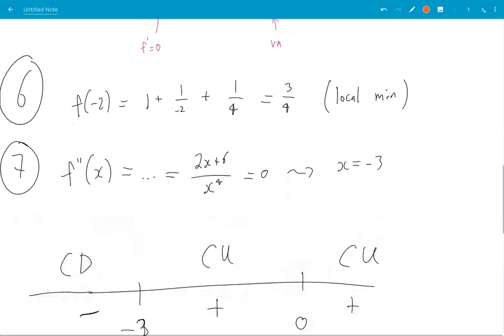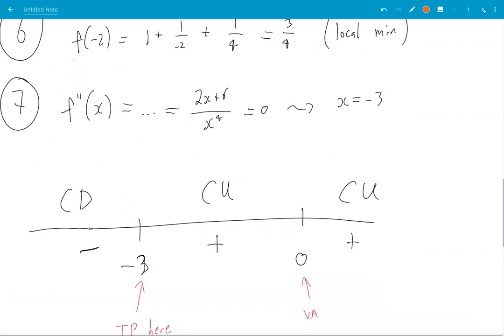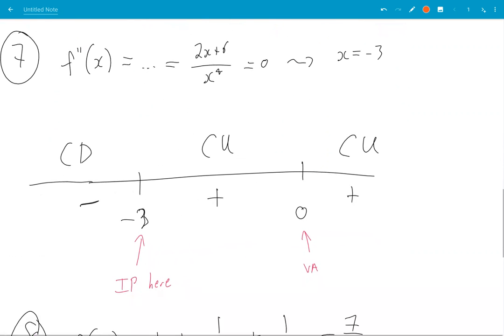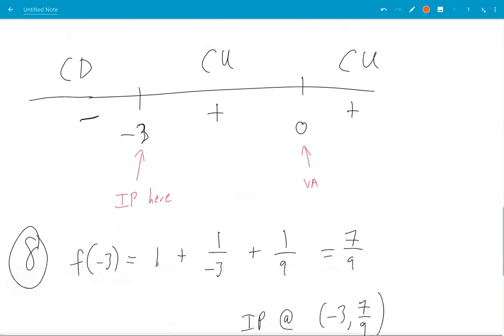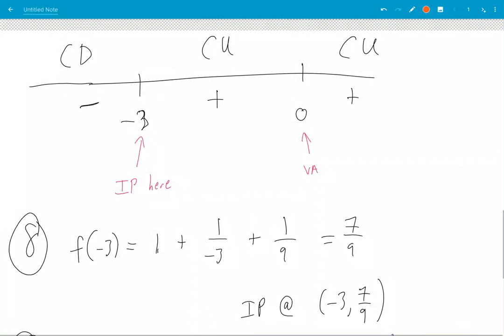7 is concavity. Find the second derivative, set it equal to 0. Maybe pause right now. Copy this down. Second derivative, set it equal to 0. Numerator must be 0. So x is -3. That gives me this -3 on my number line here. And the 0 is my vertical asymptote. Test points to get the pluses and minuses. Plus gives concave up, minus gives concave down. Okay, 8. What is 8? 8 is, I got to calculate that inflection point.